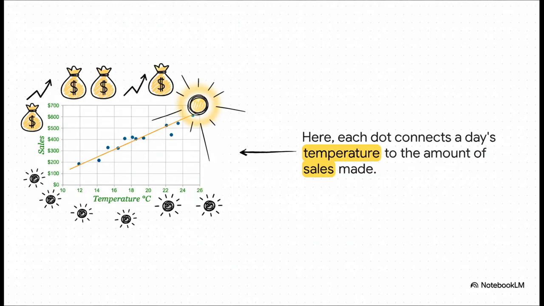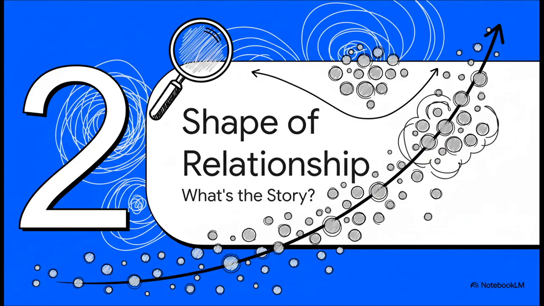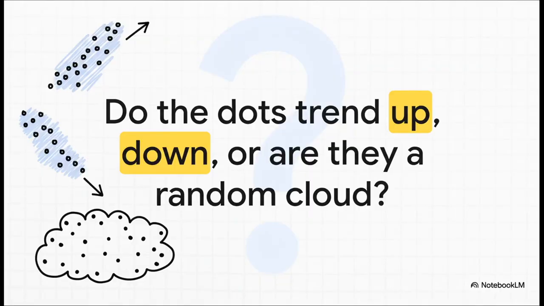All right, now that we know what each individual dot means, we can kind of zoom out, because the real story isn't in any single dot. No, the magic happens when you see the overall shape that all the dots create together. This right here is the first question you should always ask yourself. Just look at the whole collection of dots. Is there a general direction? Are they climbing upwards, maybe sloping downwards, or are they just a big random cloud with no pattern at all?